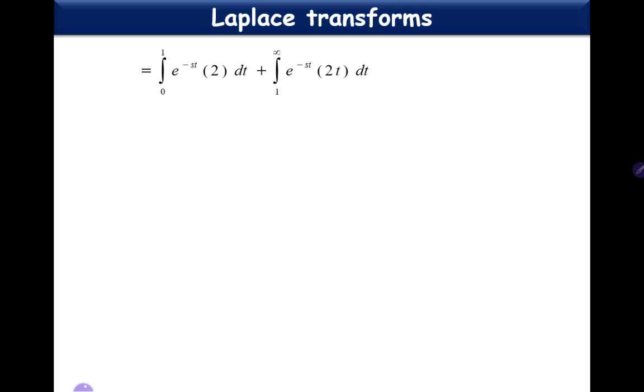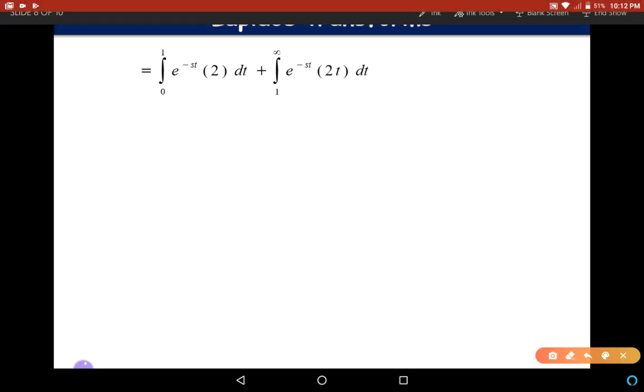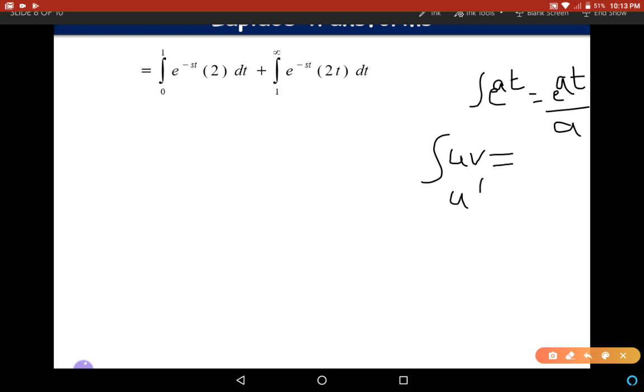Now in the first integral we have integral of e power minus st. We know that integral of e power at is equal to e power at by a. Therefore integral of e power minus st is e power minus st by minus s. And in the second integral we have t into e power minus st. So we use integration by parts here. What is integral of u into v? It is equal to u into integral v minus integral of u dash into integral of v. In the second integral u is t and v is e power minus st.